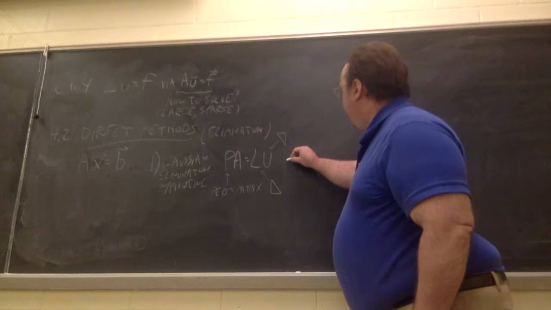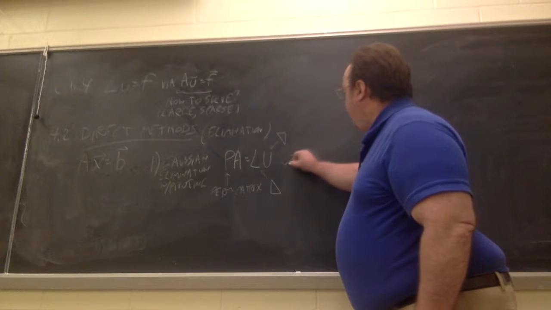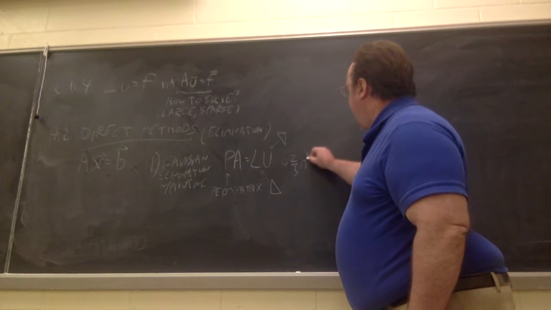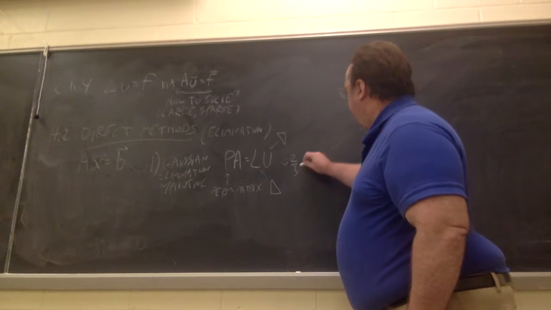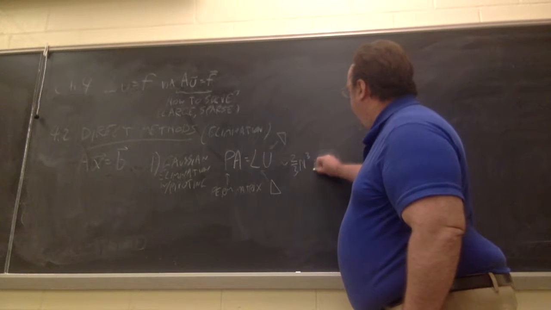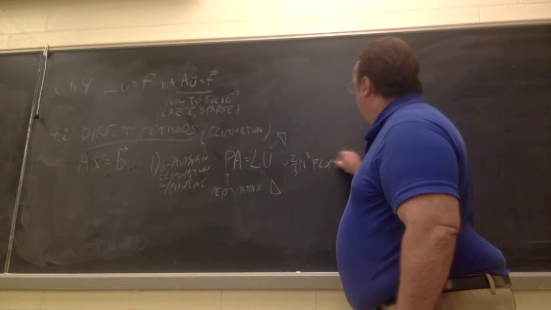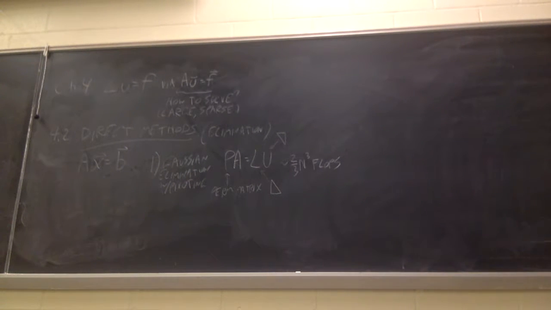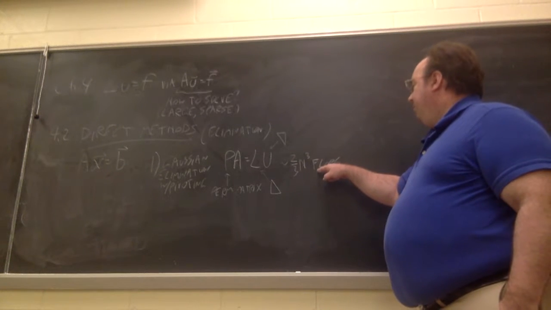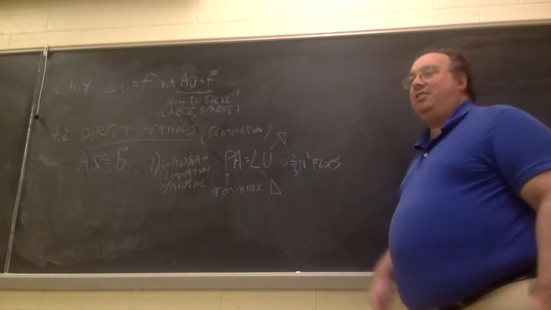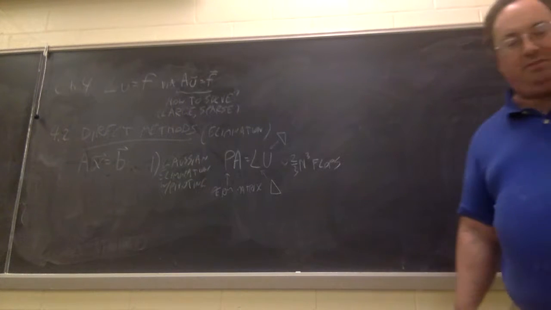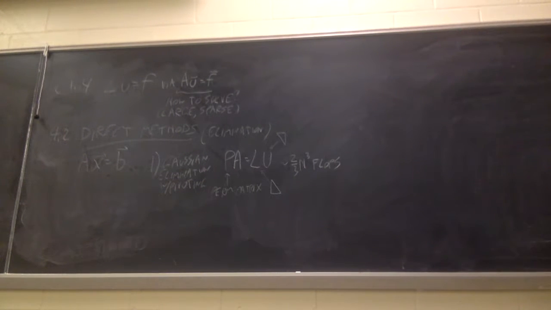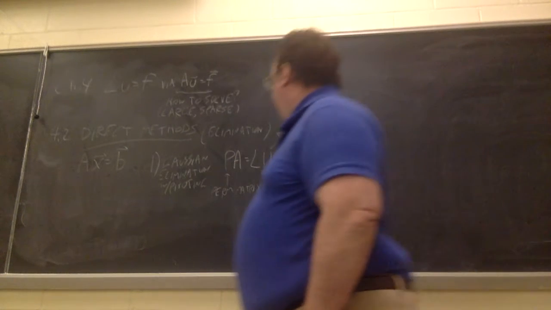And this takes roughly 2/3 n cubed. I've been using uppercase N all this time, so I'll stick with that. Flops, which I've used that term in some classes, but I don't think I've used it in this one. Floating point operations is a flop. Okay, that's the most expensive part.